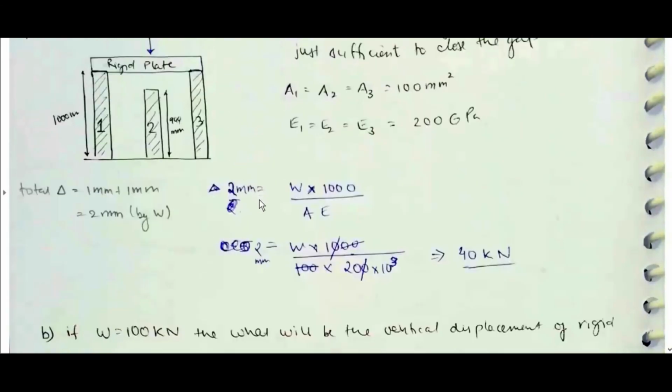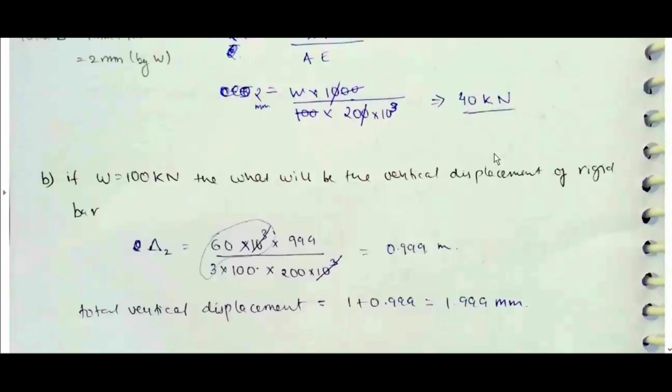W by 2 is equal to 2 delta, which gives 40 kilonewton. So W is equal to 100 kilonewton.